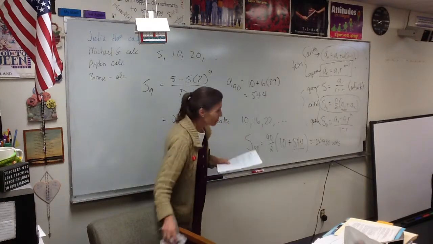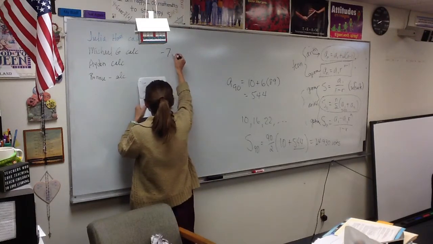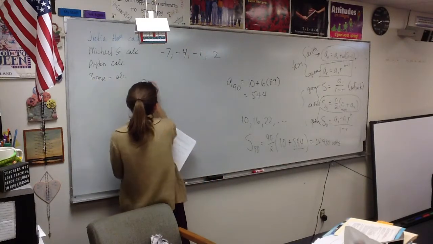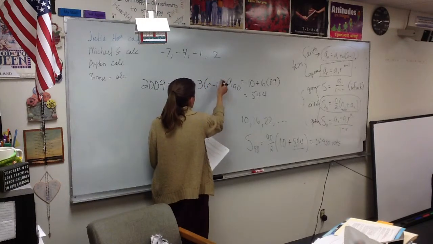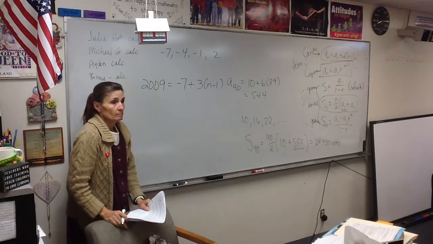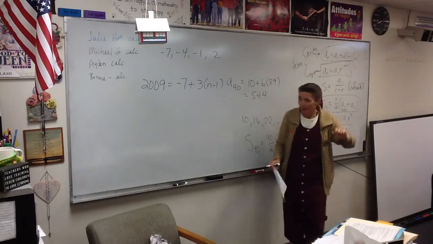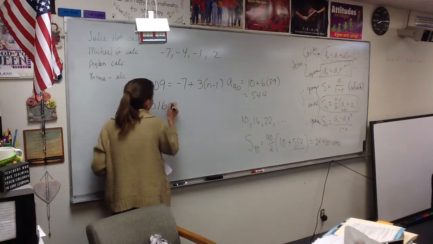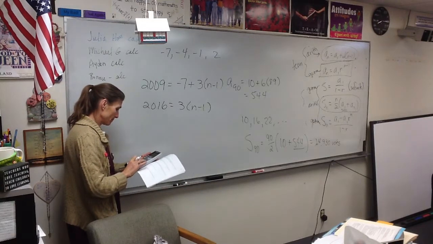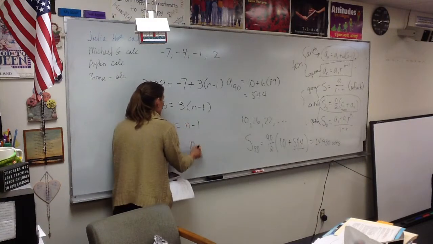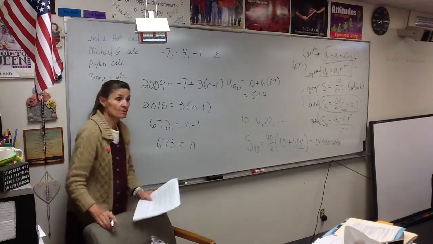Number 4, we kind of already practiced. What's your strategy for number 4? What kind of sequence do we have? Arithmetic. So we want to know if 2009 can happen if we take the first term plus the common difference times n minus 1. Can you get 2009 from this formula? That's the question. Can it happen? Well, let's see, if I add 7, does 2016 divide by 3? So 672 equals n minus 1, so n equals 673. What's the answer to the question? It is a term, and it's the 673rd one.